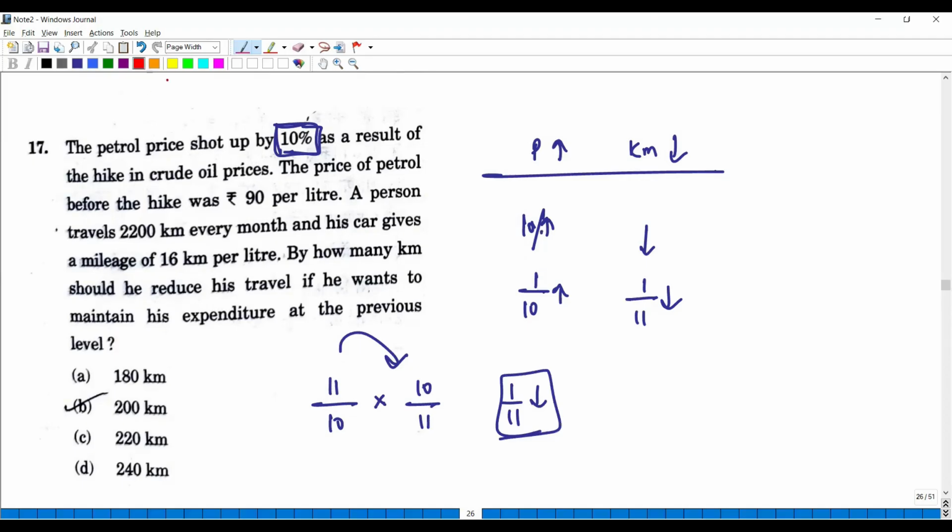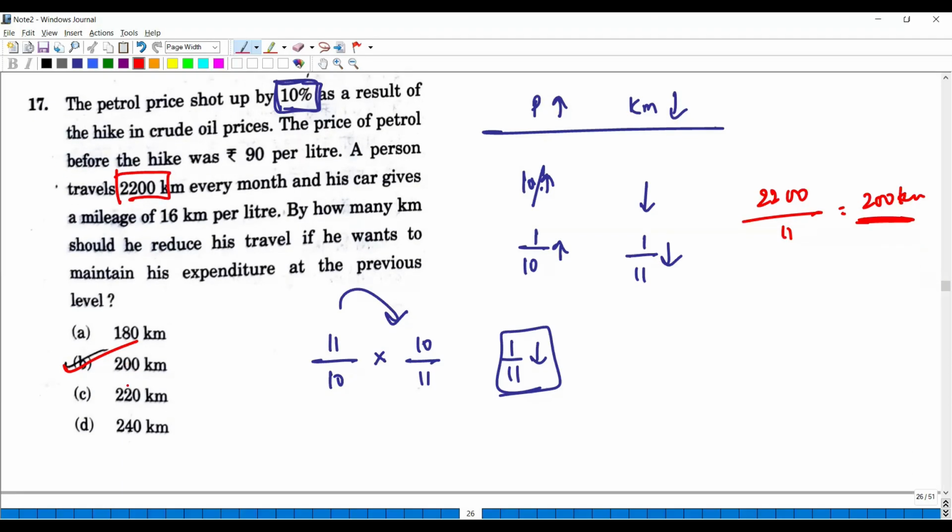If I decrease it by 1 by 11, 2200 by 11 gives you 200. So 200 kilometers you need to decrease. A 10% increase is a 1 by 10 increase. The equivalent is a 1 by 11 decrease. So simply you decrease 1 by 11th of 2200, which is 200 kilometers.